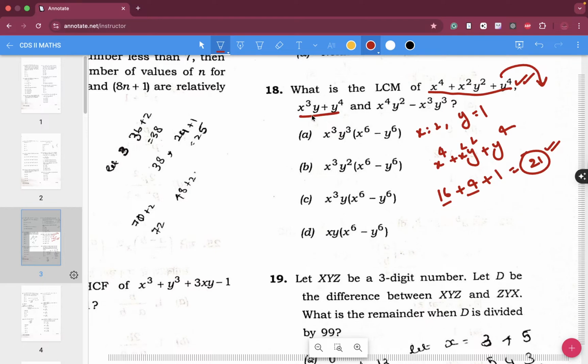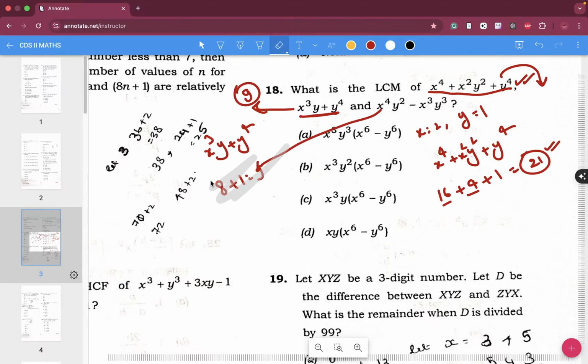Now this particular value, x cube into y plus y raised to the power 4. x cube is 2, 4, 8, so 8 into 1, plus 1. This number is 9. Now how about this one? If I have to check this particular value, which is x raised to the power 4 y square minus x cube y cube.